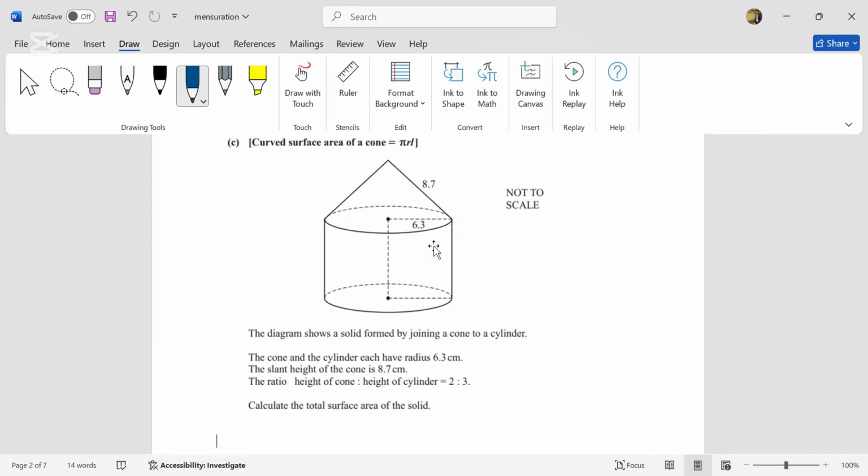Formula of curved surface area pi r L is given to us. The diagram shows a solid formed by joining a cone and a cylinder. Cone, this thing is given. The very first thing we must get is the height of the cone. So let's do the working for height of the cone. This is the height. Fine. Let me make it more straight.